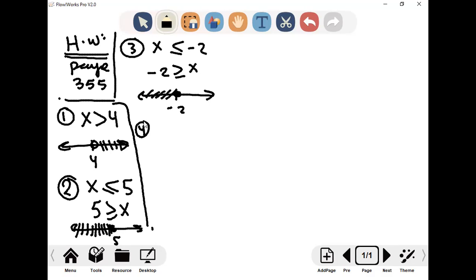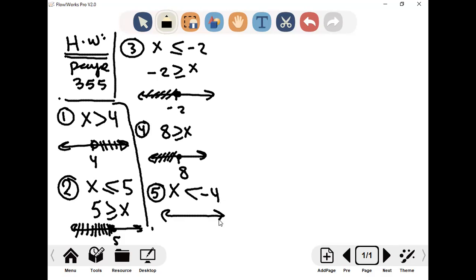X less than or equal 8. This is the 8. Close circle to the left. Question 5. X less than negative 4. This is negative 4. Open circle to the left.